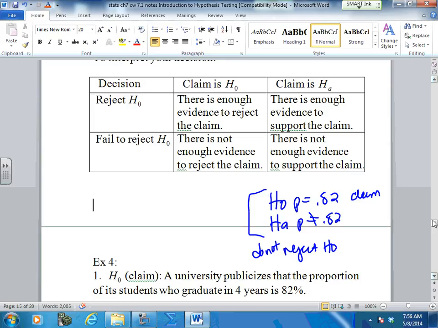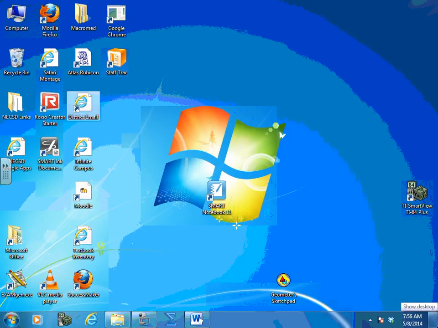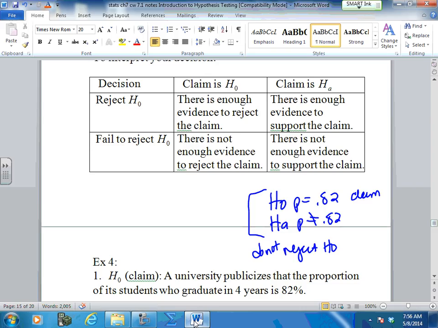Do not reject H0. Fail to reject. There is not enough evidence to reject the claim that the proportion of students who graduate in 4 years is 82%. There's not enough evidence to reject the claim. There's not enough evidence to support the claim. We never say it is good or it is bad. We just say our evidence shows that at this point we reject this claim. Our evidence shows that at this point we did not reject the claim.